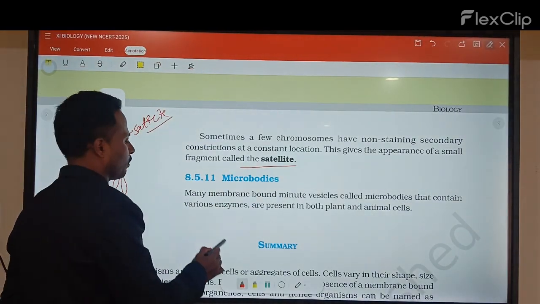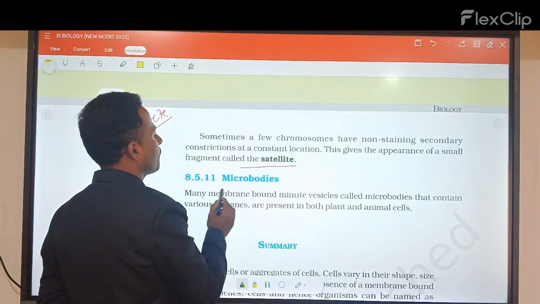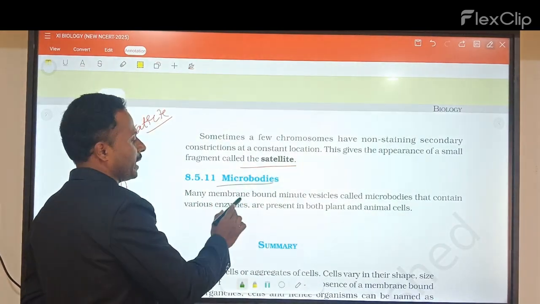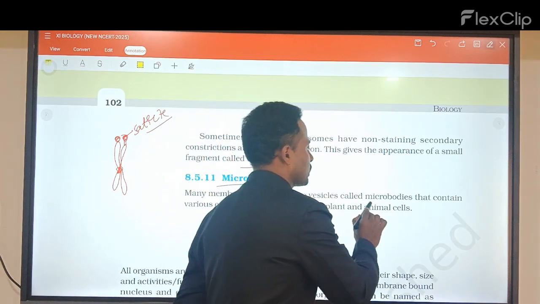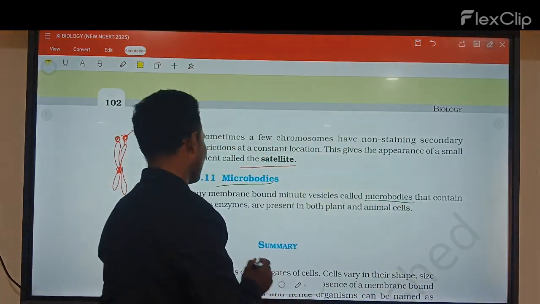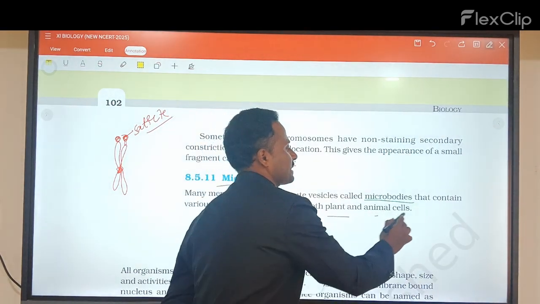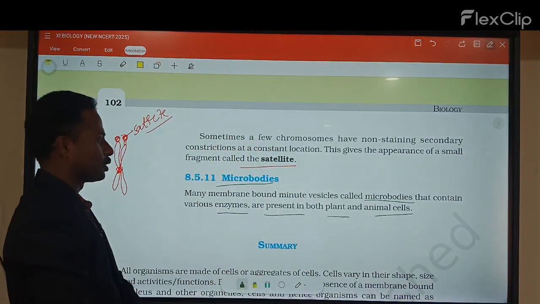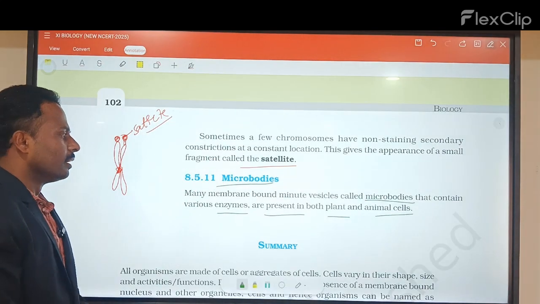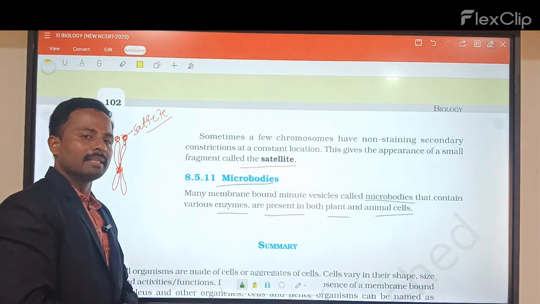The last one is microbodies. Many membrane-bound minute vesicles are called microbodies. They contain various enzymes and are present in both plant cells as well as animal cells.